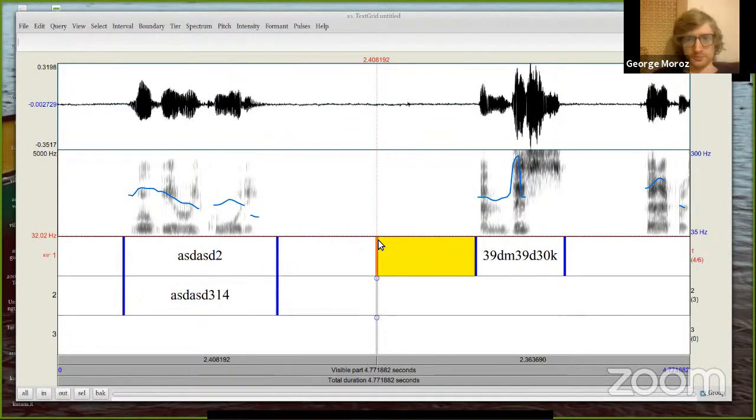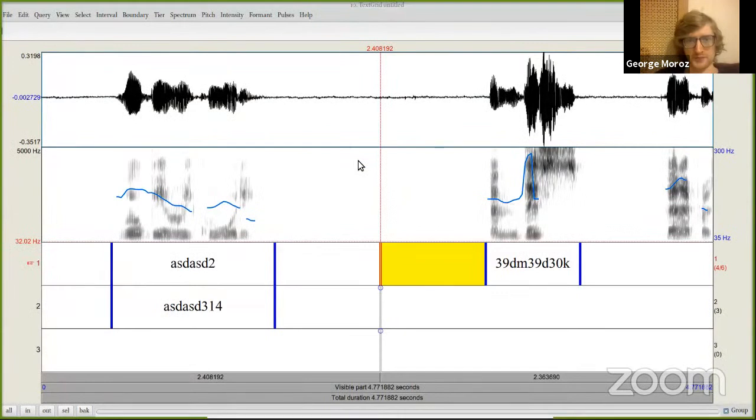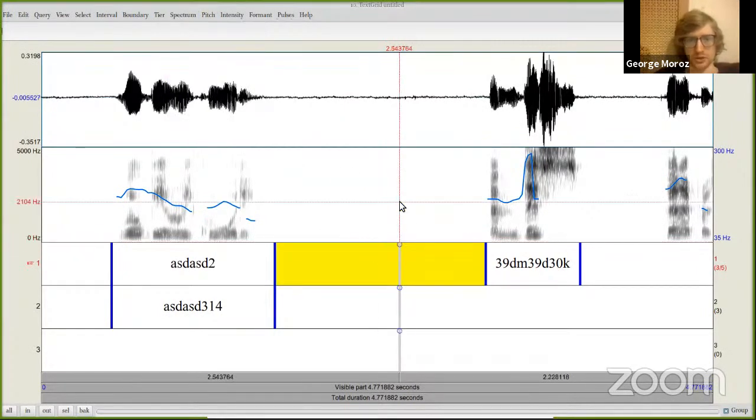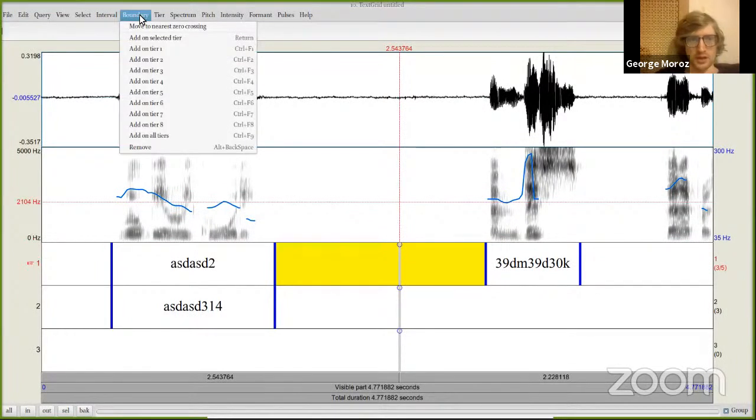Actually, I orally pronounced a lot of different hotkeys, but it's possible to have them here. So imagine that we don't have it. Here I have some boundary, and I press add on selected tier, and it will create some boundary. And then you can select some other tier, yellow tier is selected, and then boundary, add interval boundary. And the same will work with this. So boundary, add on selected tiers, and then you'll get new boundaries.